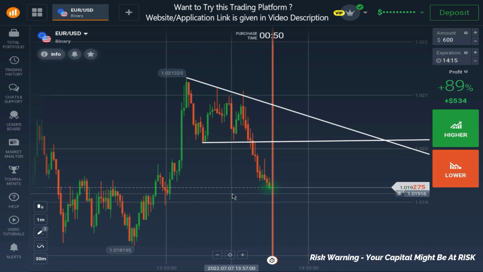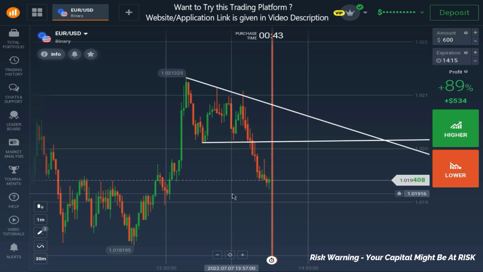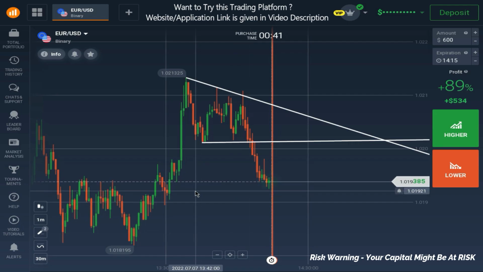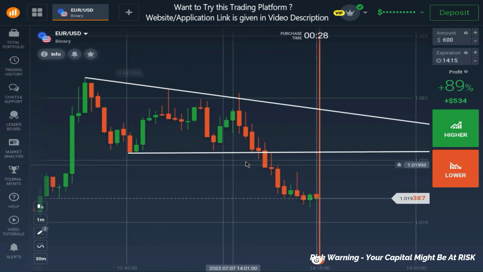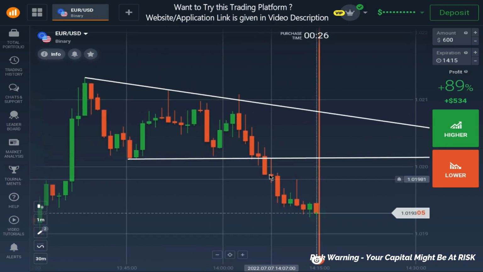And we all know that descending triangle patterns work best when the market breaks in the downward direction, because once there is a breakout, the market will continue to fall further according to the price action. This is the main concept behind the descending triangle pattern. So this was the uptrend pattern. Here I didn't take the trade. Here I waited for the market to break it completely.